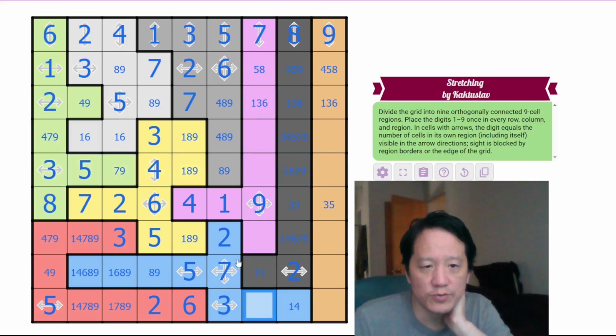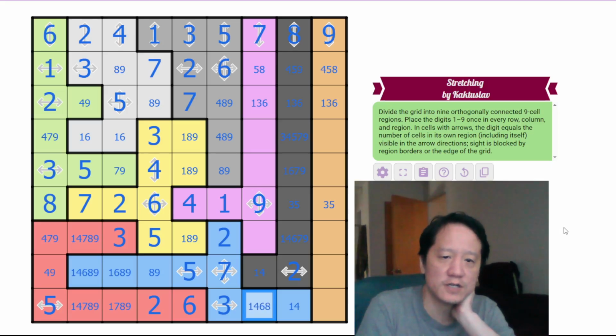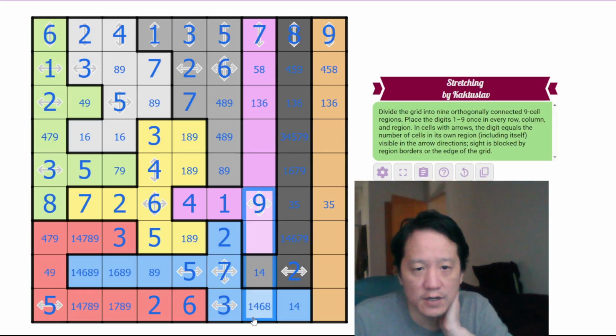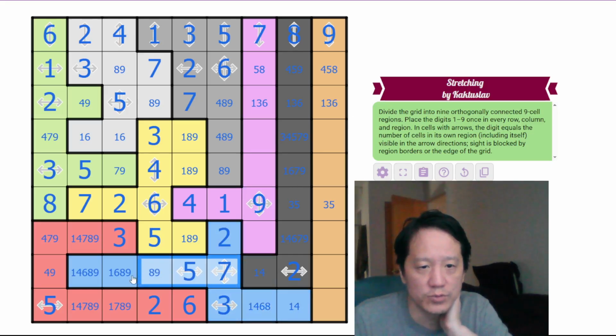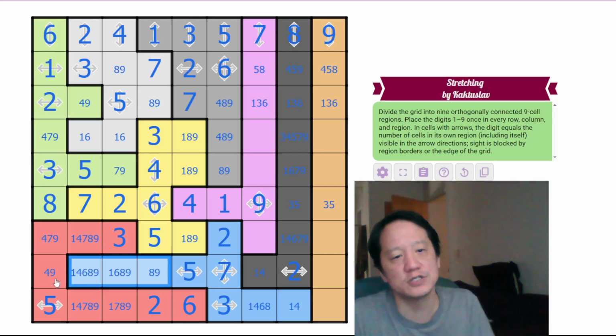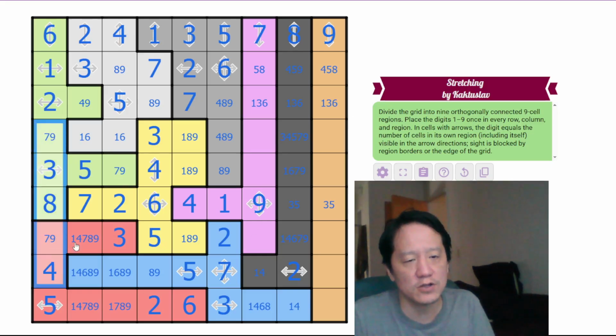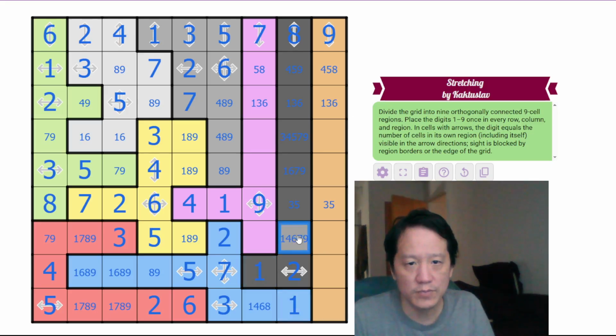Remaining digits of the blue region, we have 1, 4, 6, 8, 9. There's no 9 here because of 9 in the column. Where is 9 in the blue region? It must be one of these 3 digits, which eliminates 9 here. So that's 4, which eliminates 4 in the rest of the column and region and row. So this can't be 4. This is 1, which matches 1 here, because then 1 can't be any of these digits.